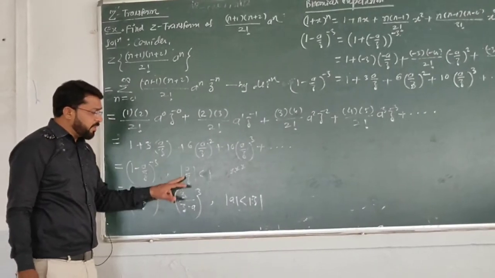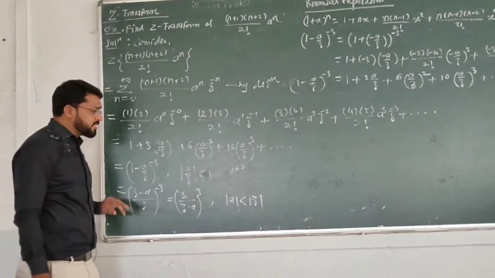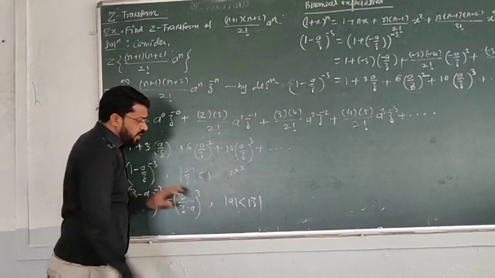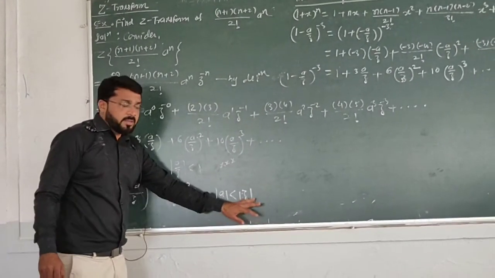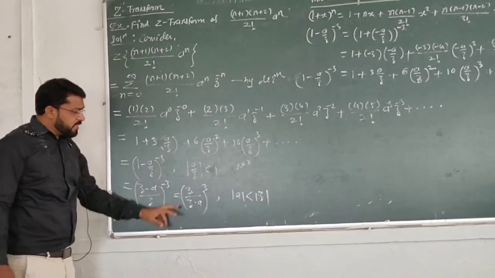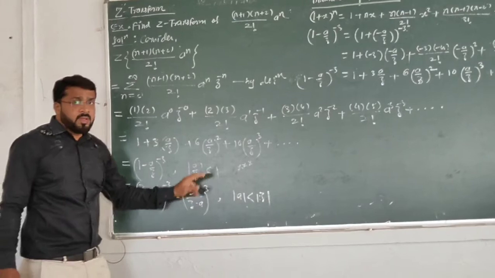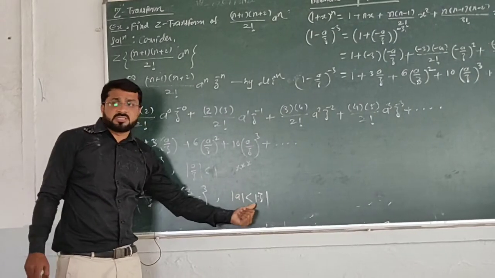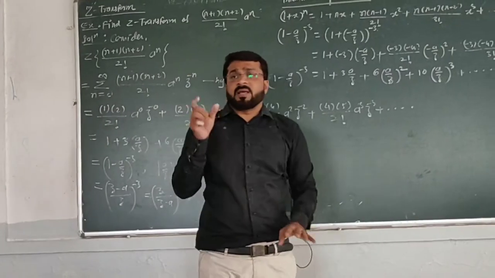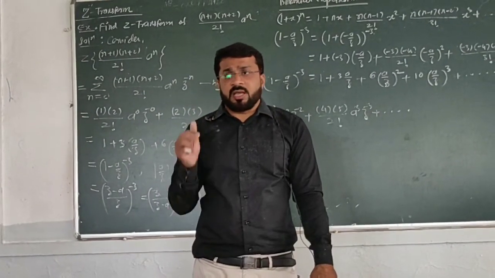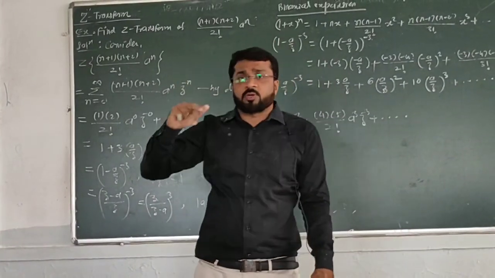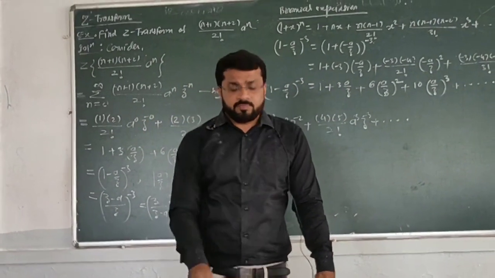Now we know we have mod of a by z is less than 1. इसको हम कैसे लिख सकते हैं? Mod of a is less than, this z goes here, mod of a is less than mod z. So for that the z transformation of this quantity is nothing but z upon z minus a whole cube with the condition that mod a is less than mod z. Okay, so this way we apply the definition of z transformation and find out the z transformation of (n+1)(n+2)/2 factorial a to the power n. Okay, thank you.